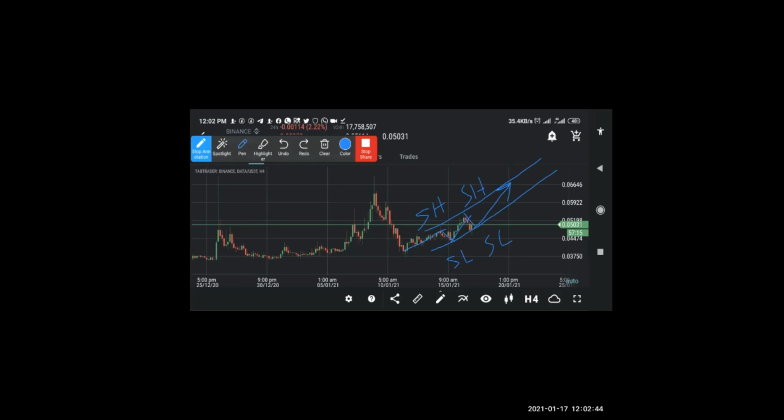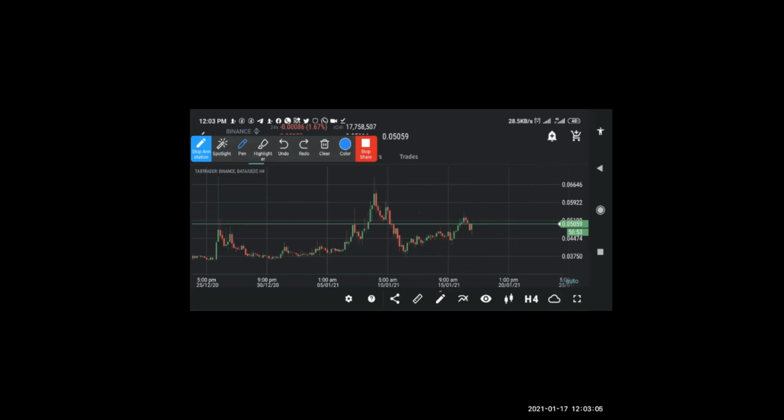So people will enter around this place, maybe they will sell around this place, and the price will go down. Then some people will enter around this place, and the price will go up, and then they will sell around this place, and so on and so forth. So this is how the trend line works. It is acting like support and resistance.